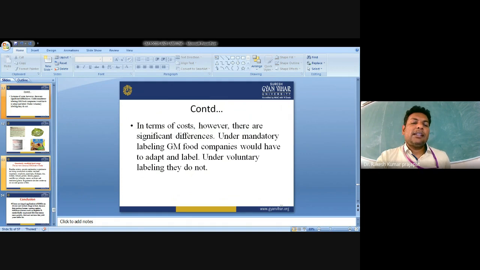While in the case of the European Union, labeling regulations require that any food containing a GM ingredient or derivative in an amount more than 0.9% will have to be labeled. GM animal feed will also have to be labeled, but products of animals fed GM feed, like milk, meat, and eggs, are not required to be labeled.